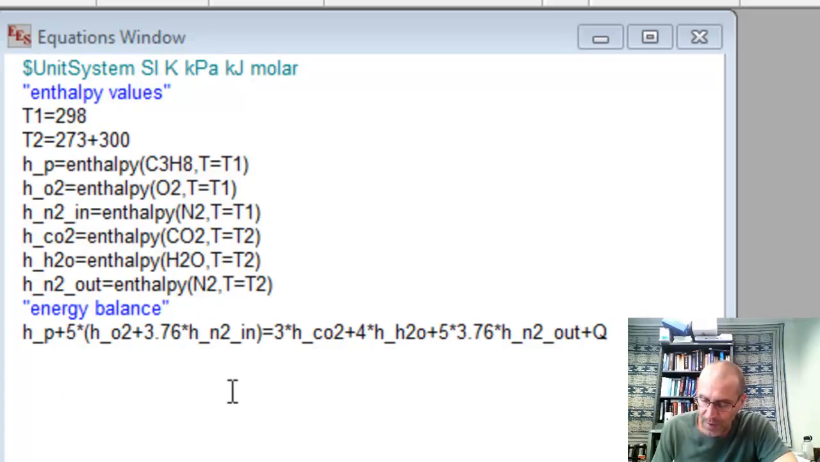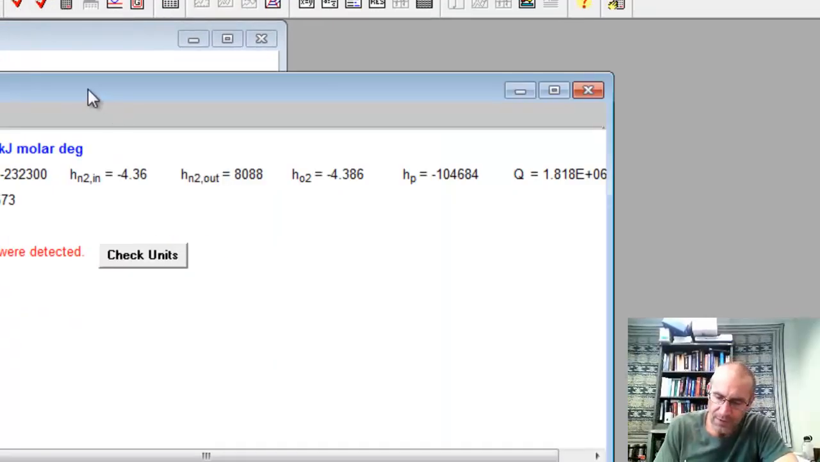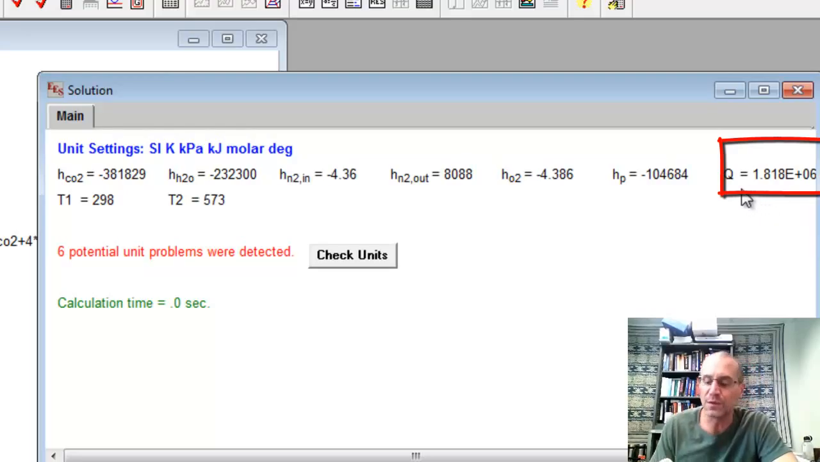And then here was the energy balance that I had for the balanced equation, where I was solving for Q. If I go ahead and solve this, here I have the solution to my problem, and I see there's my Q, which is 1.8 times e to the 6. Okay, that was a previous example.